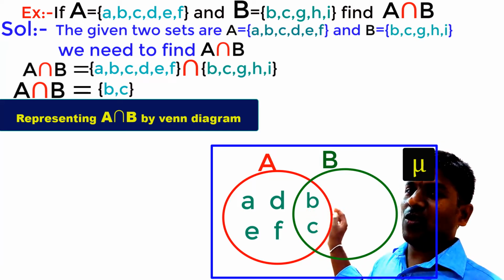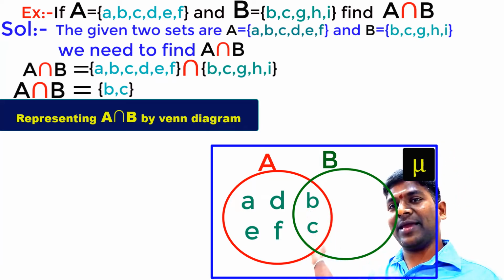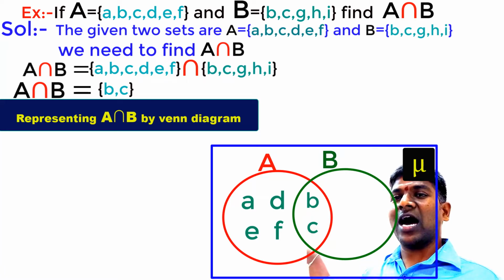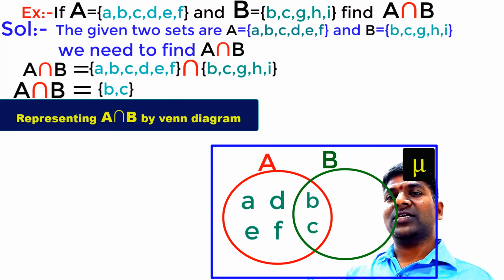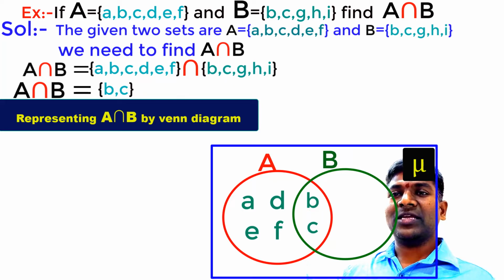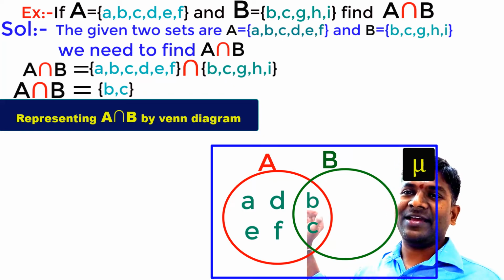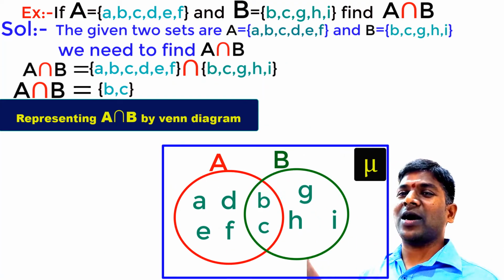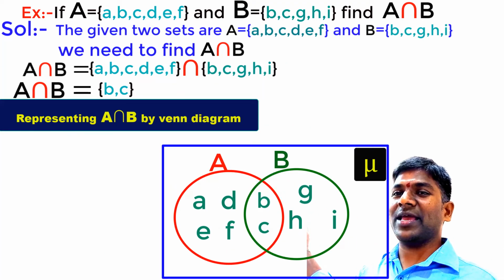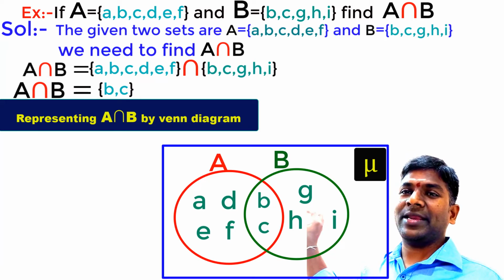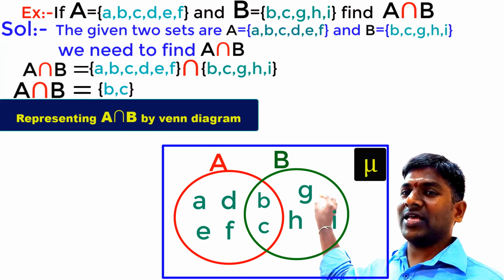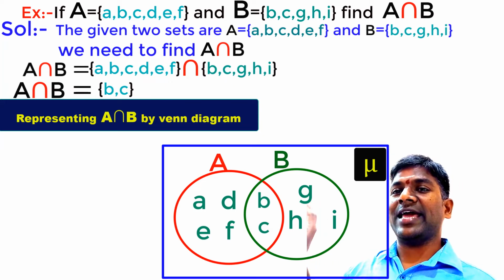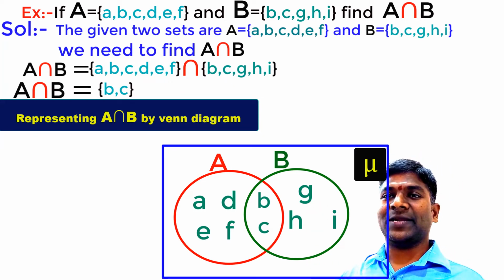And now we write the elements of set B in the Venn diagram. Already B and C elements of set B are shown in the common part. What are the remaining elements, children? G, H, I. We have to write this G, H, I in the excluding part, that is set B. G, H, I can be written as shown on the screen in the set B. This is the Venn diagrammatic representation.